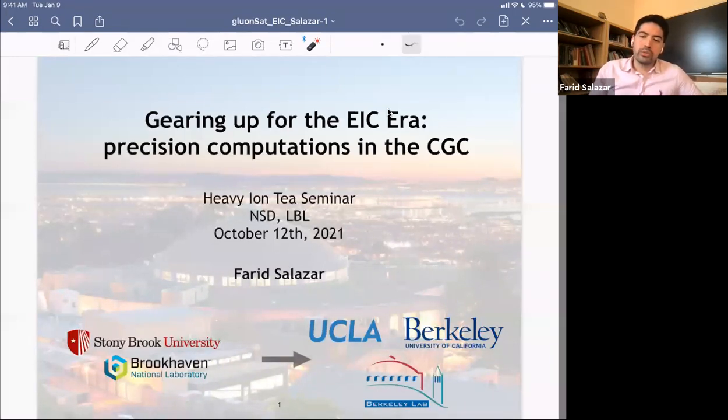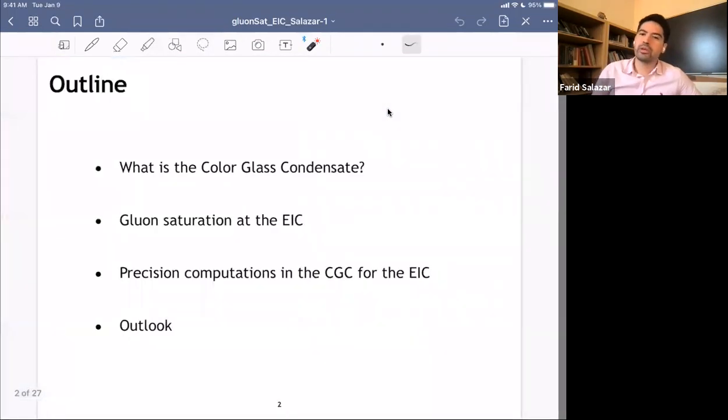And the computations to next to leading order are much more challenging, but as a community, we're beginning to tackle them. And we are also beginning to make some connections with other frameworks, such as the TMD framework. So this is more or less the outline of my talk.